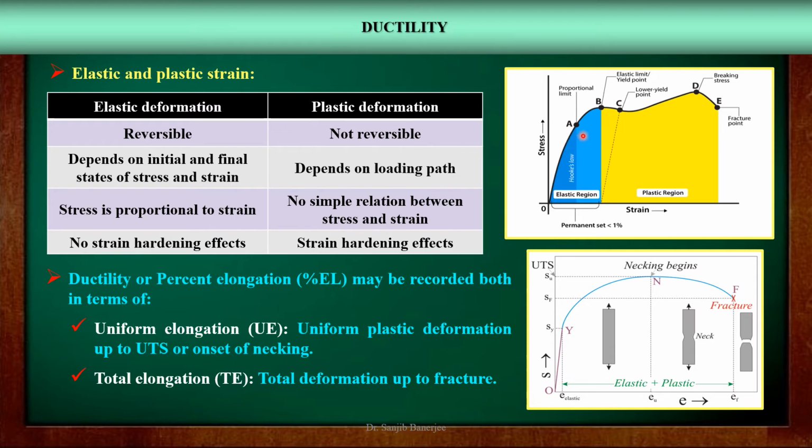Within this elastic region, we see this point A, which is the proportionality limit, up to which the stress is proportional to strain following Hooke's law. Now, this entire blue portion up to this yield point indicates the elastic region, and this deformation up to the yield point is the elastic deformation.